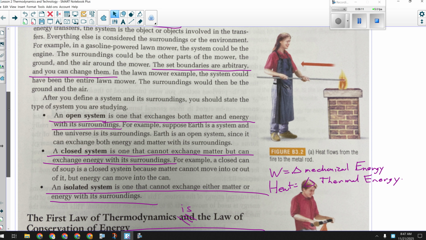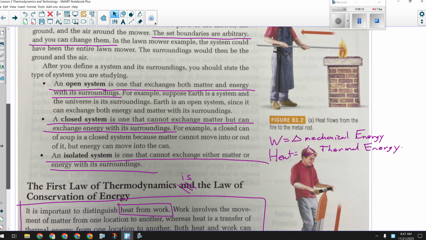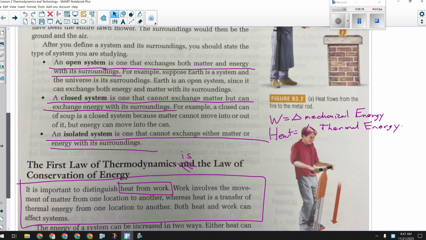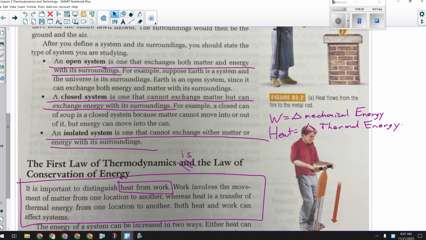So the first law of thermodynamics is the law of conservation of energy. It's important to distinguish heat from work. Work involves the movement of matter from one location to another, whereas heat is a transfer of thermal energy from one location to another. Make sure you write that down. That is the difference between work and heat.